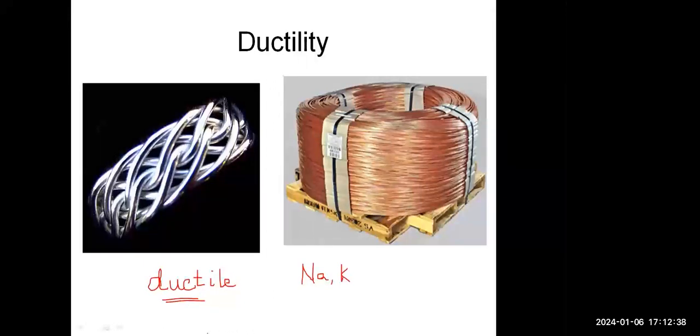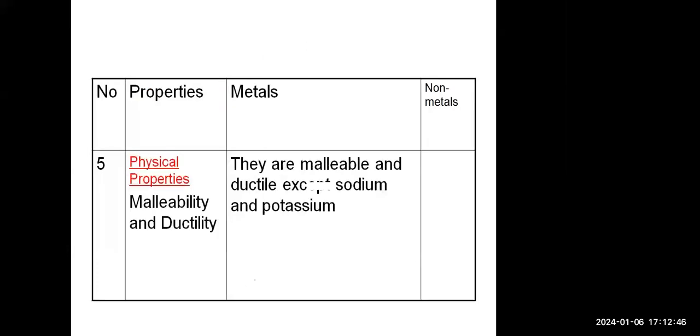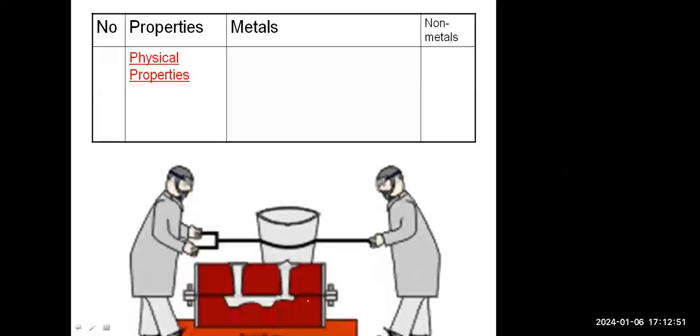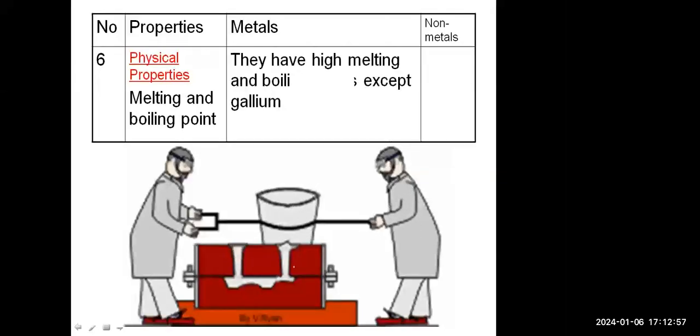Gold and silver are most malleable over here. Even most ductile. Gold is the most ductile metal. So that was about malleability and ductility. The next property is they have a very high melting point. The melting point and boiling point are extremely high for all the metals except gallium.